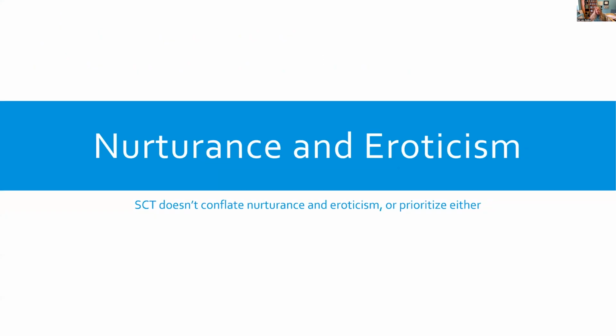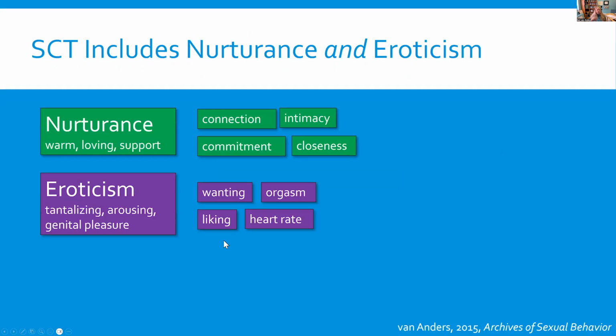Now, I've been using the terms nurturance and eroticism, and SCT doesn't conflate those two or prioritize either. So by nurturance, I mean sexuality that has to do with warm, loving support, and that might be branched into things like connection, intimacy, commitment, or closeness. And we also can have eroticism, things to do with tantalizing, arousing, genital pleasure or bodily pleasure, phenomena like wanting, orgasm, liking, or heart rate. And these matter in ways I'll talk about for many gender sex sexual existences and identities, and also many partner number sexuality ones. And these can be branched. So your nurturance and your eroticism can be branched. You could be interested in being nurturantly sexual with women and erotically sexual with anyone who turns you on, for example, regardless of their gender or sex.